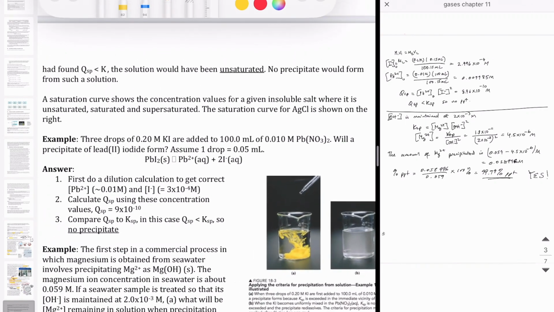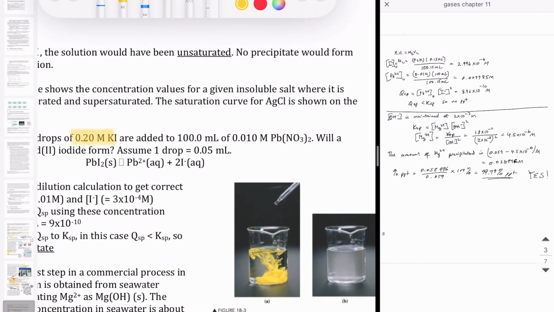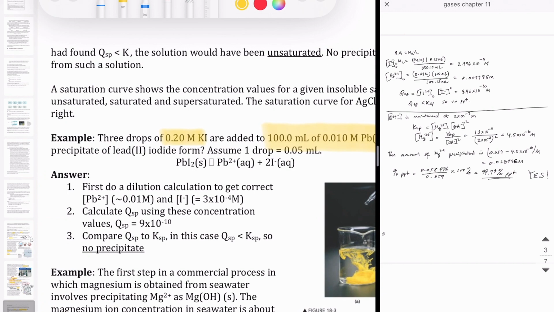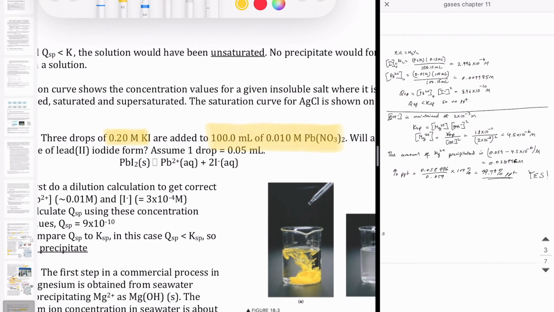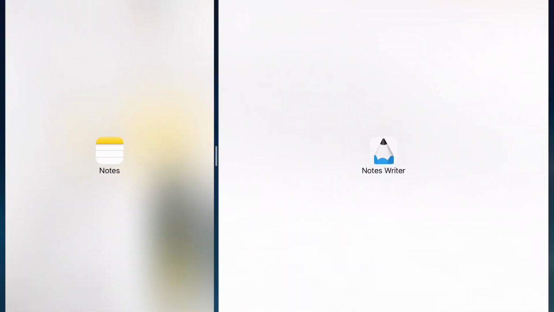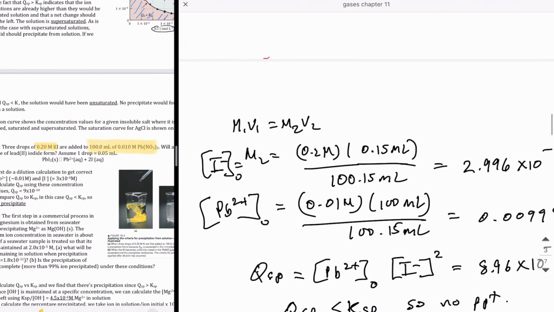So the first example here just says if we have 3 drops of 0.2 molar KI and we add that to 100 milliliters of Pb(NO3)2, will you see a precipitate of lead iodide form or not? Okay, so you're told to assume that 1 drop is about 0.05 mL. And so let's do that calculation. The first thing we need to do is think about what the reaction looks like, right? So the possible precipitate that could be formed there is PbI2. So it's PbI2 solid goes to Pb2+ and 2 I minus.